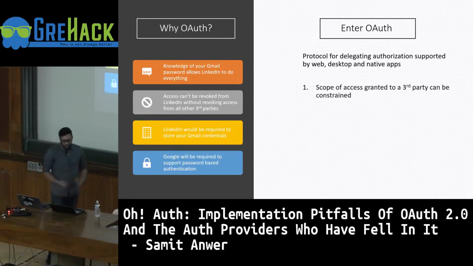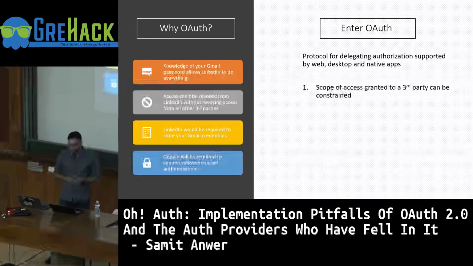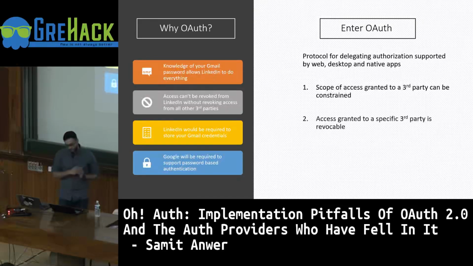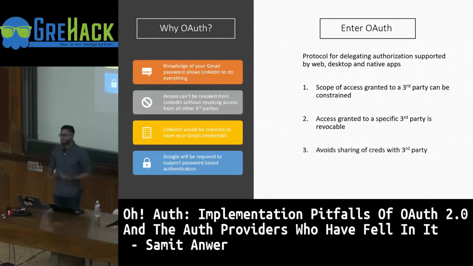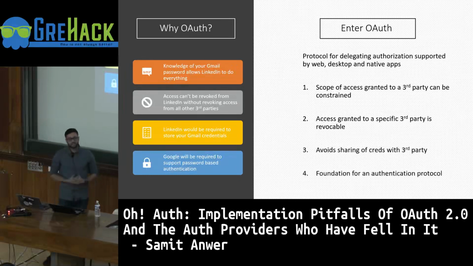So the advantages of OAuth is that the scope of access can be restricted to a specific third-party application. You can just allow access to your contacts only. So that's one specific advantage. And access granted can be revoked from a particular third-party application with OAuth. It avoids sharing of your credentials with the third party. That's a major win. And finally, it lays down a foundation for an authentication protocol which is also called OpenID Connect.